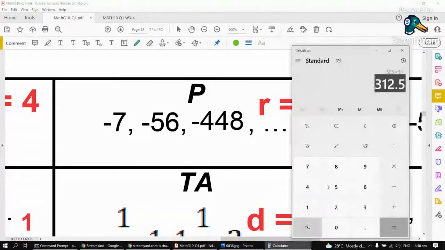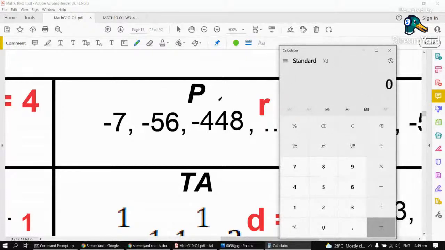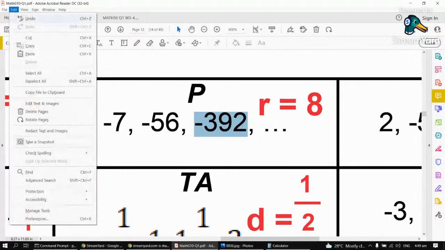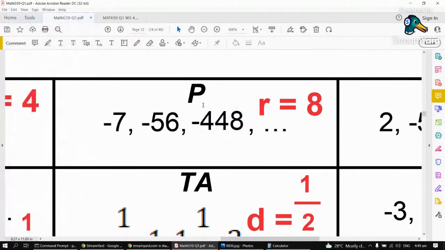So, humingi na tayo ng tulong sa calculator para medyo mabilis ng konti. 56 divided by 7 is 8. So, parang may mali dito sa given natin dito, no? Negative 448. Parang may mali dito. Ang nakalagay sa original is negative 392. Negative 392. So, yan ay mali. Dapat yan ay negative 448.